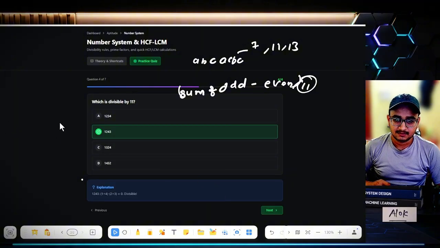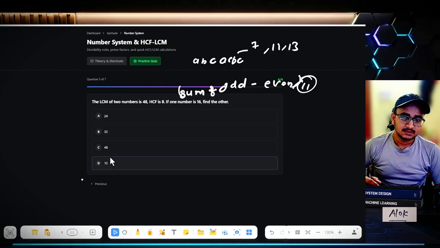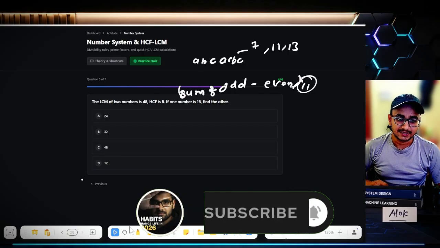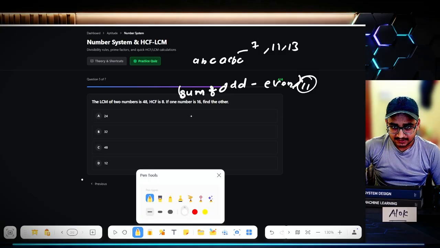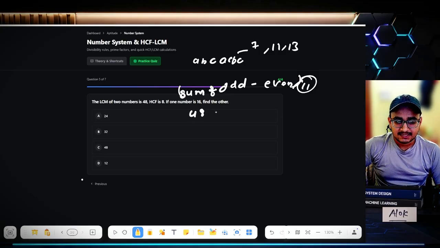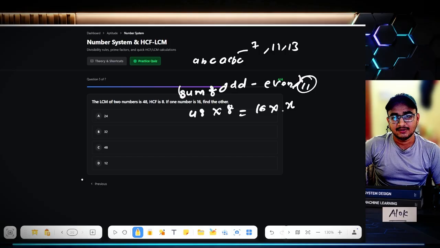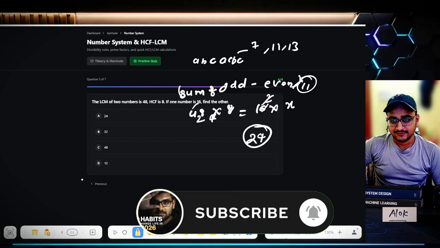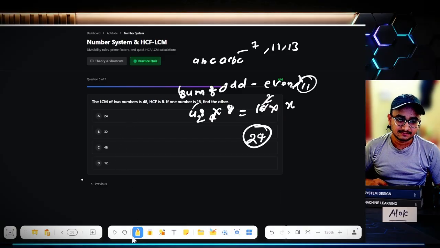Okay, let's move to the next question. The LCM of two numbers is 48 and the HCF is 8. One number is 16, and you have to find the value of the second number. I have already told you that the product of LCM and HCF equals the product of the two numbers. So the second number is 24, and 24 is going to be your answer. Option A is the right answer. We'll select it. Let's move to the next question.